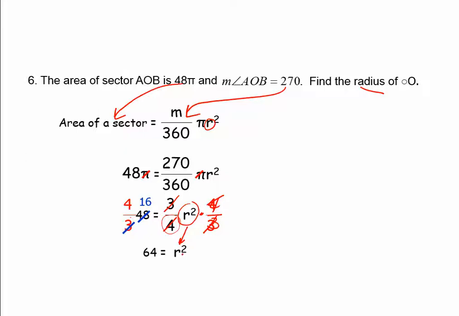How do I get rid of this squared? I take the square root. I can do that in a calculator. You should know that 64 is a perfect square, so the radius of this circle is 8.